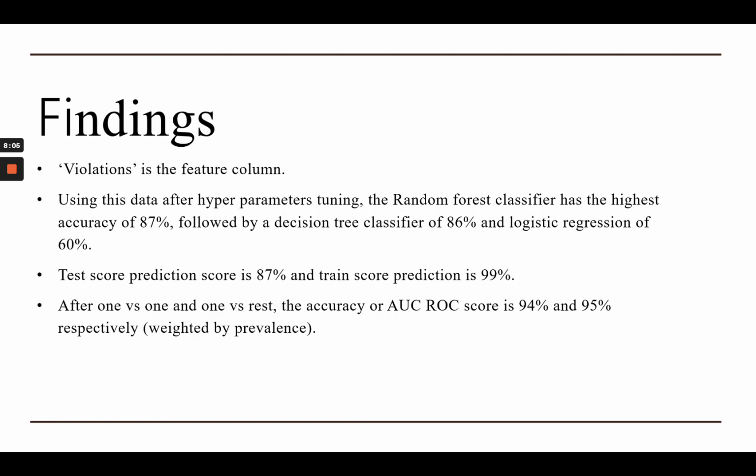So, findings. The violations column is the feature column, and using this data after hyperparameter tuning, the random forest classifier has the highest accuracy at 87%, followed by the decision tree classifier at 86%, and logistic regression at 60%. The test score prediction is 87%, and the train score prediction is 99%.